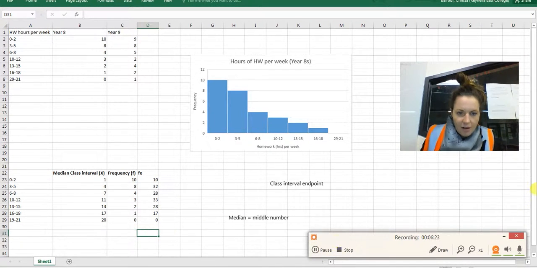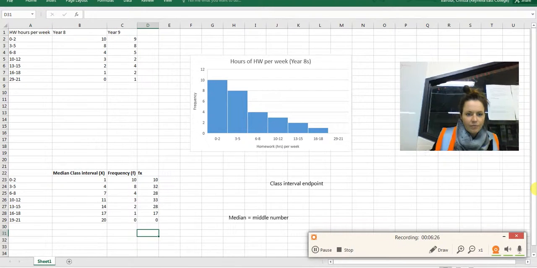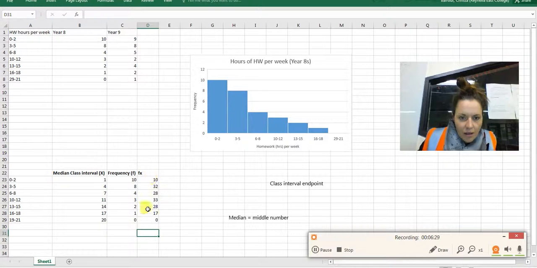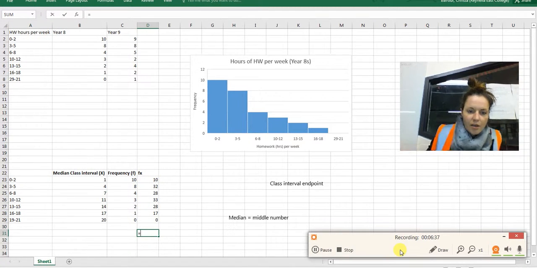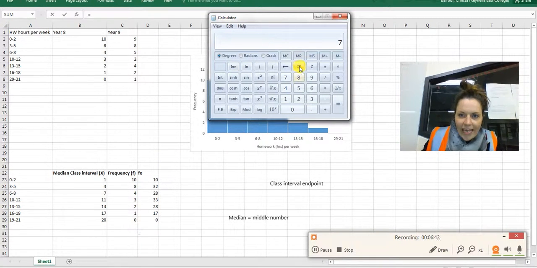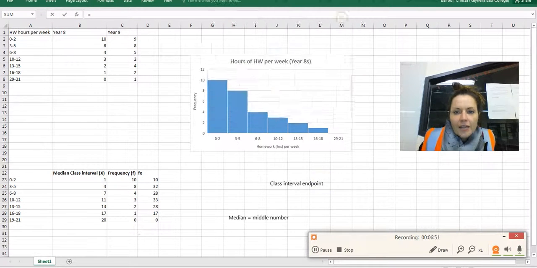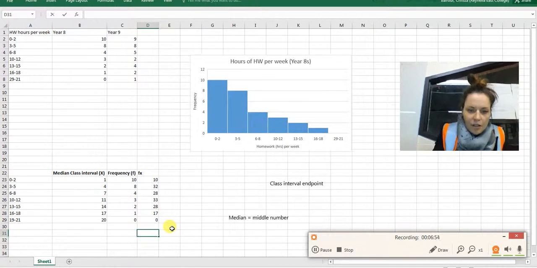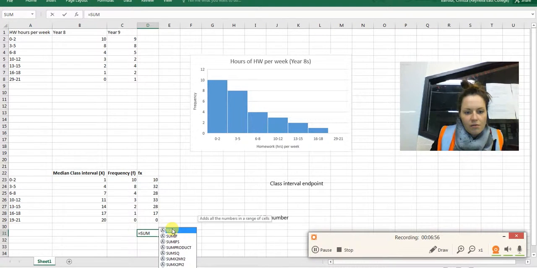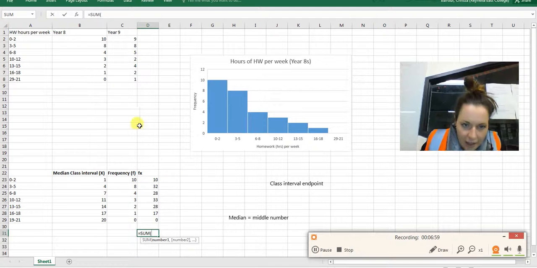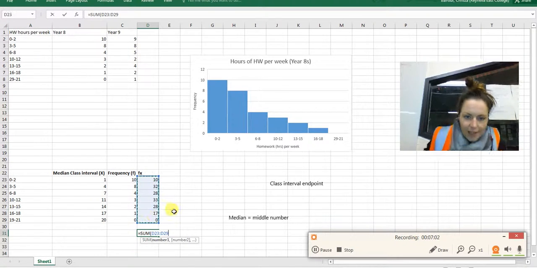Okay, so the next step is we need to calculate all of these numbers together. So what we're going to do is go equals, and you could get your calculator and do the old-fashioned way, which would actually be using paper and pencil: 10 add 32 add and so on. You could do it like that, but I'm not going to. So I'm going to go equals the sum, which is adding, and then I'm going to open my bracket. I'm going to add all of these.